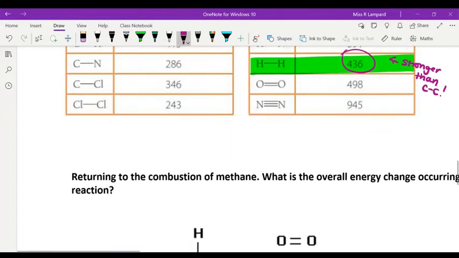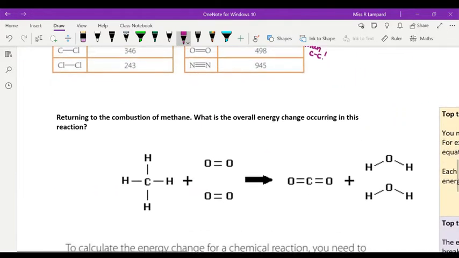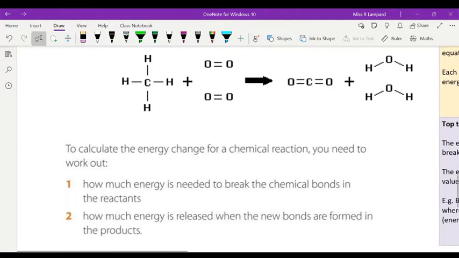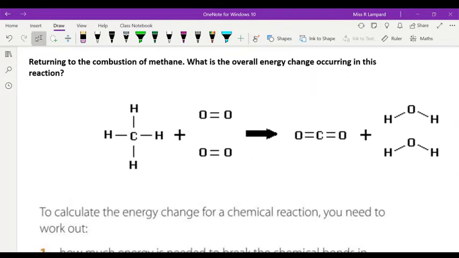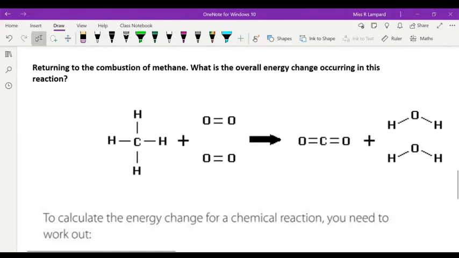Okay, so let's have a look at how we use these in an exam. And we're going to return to the equation that we were using before, the combustion of methane. So we are going to work out the overall energy change occurring in this reaction.